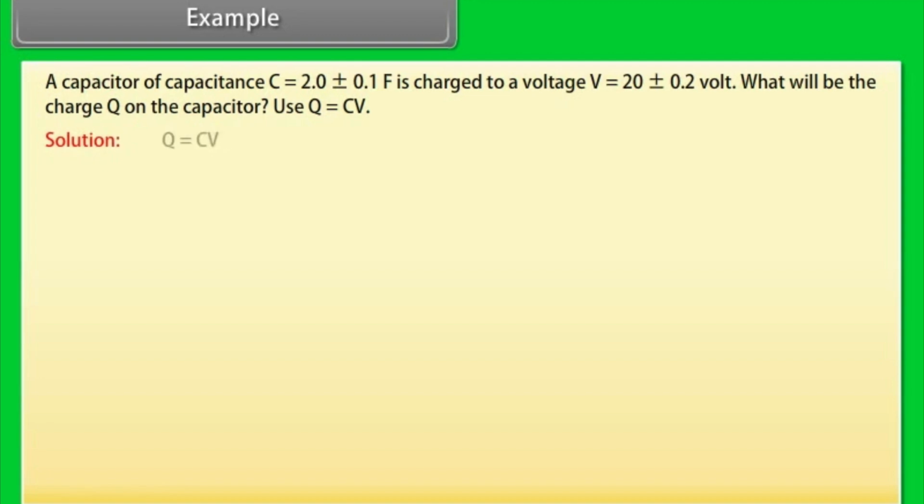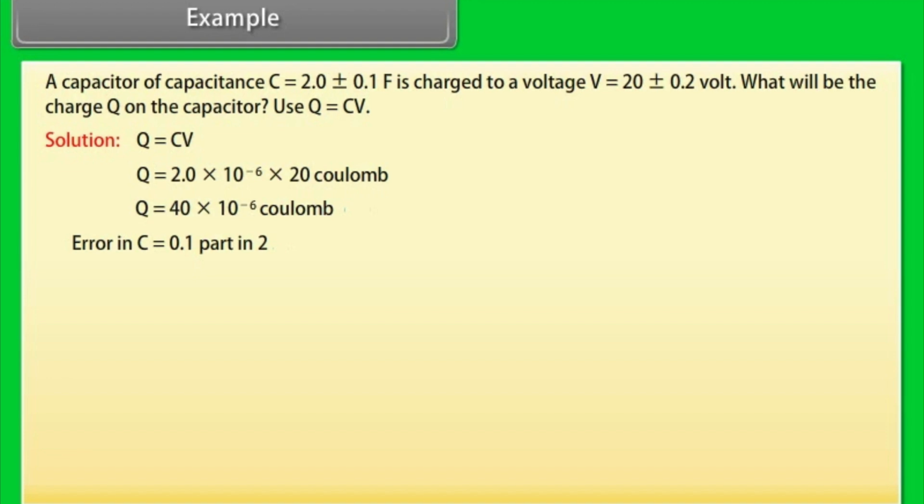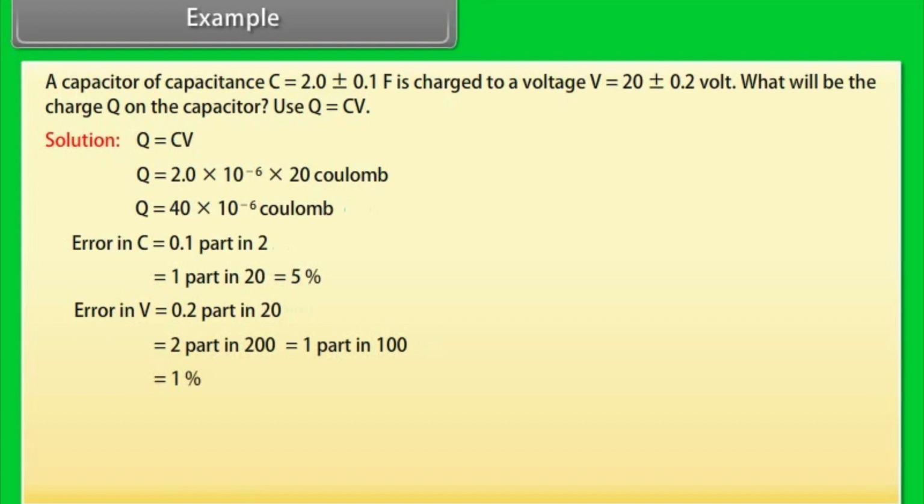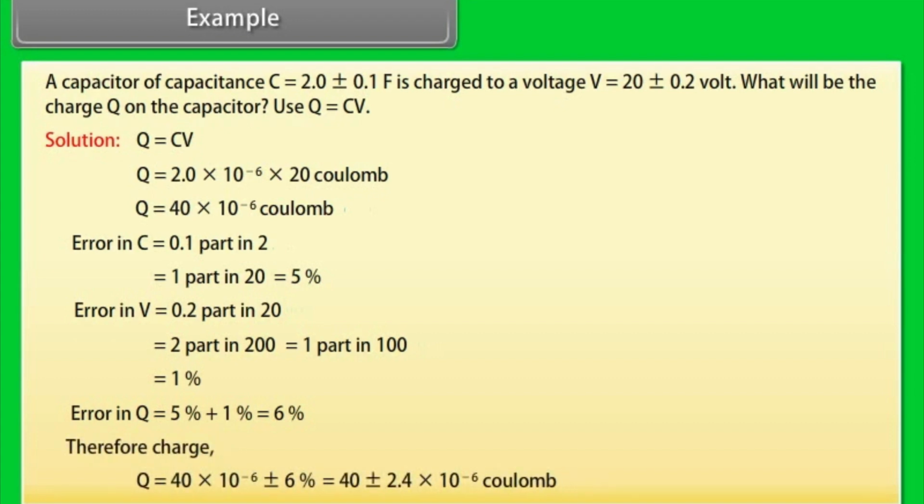Let us see the solution. Q is equal to CV. On calculating, we get Q is equal to 40 into 10 to the power minus 6 coulomb. Error in C is equal to 0.1 part in 2, which is 5%. Error in V is equal to 0.2 part in 20, which is 1%. Error in Q is equal to 5% plus 1%, which is 6%. Therefore, charge Q is equal to 40 plus minus 2.4 into 10 to the power minus 6 coulomb.